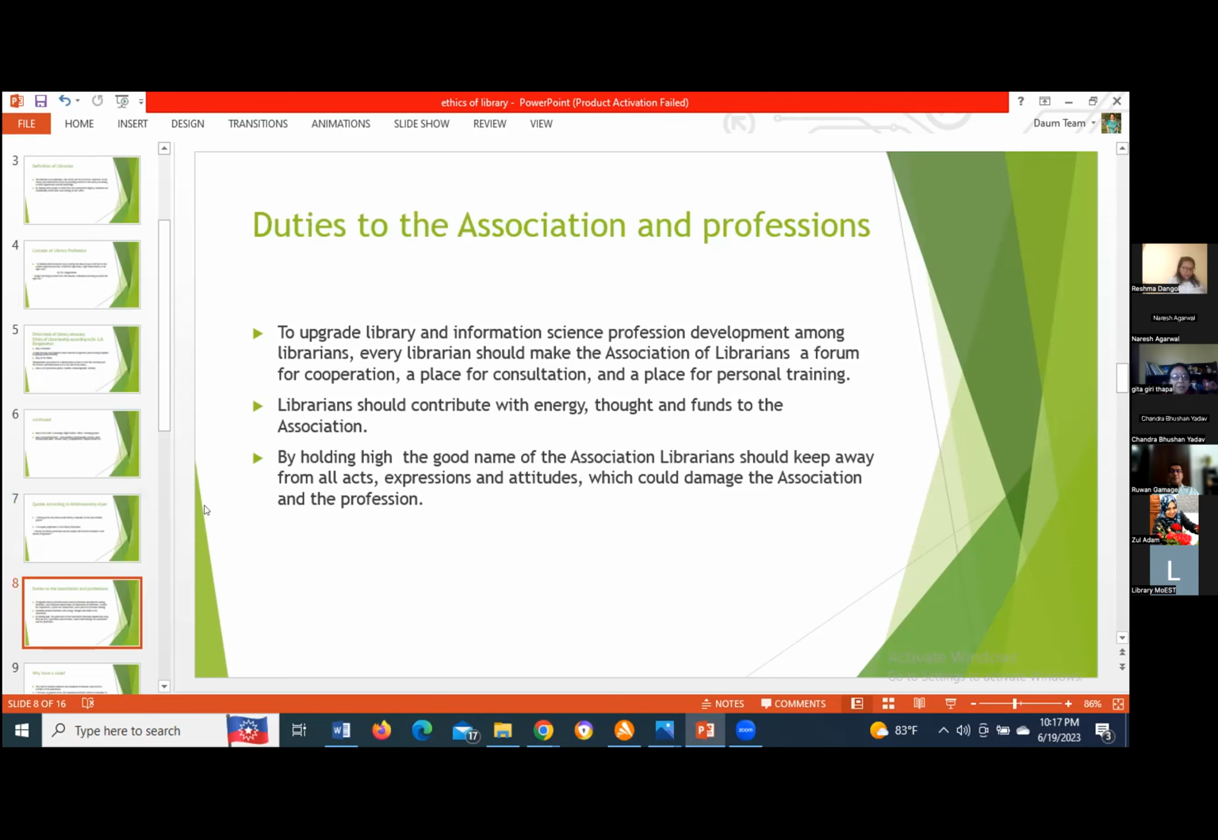Duties to association and profession: to upgrade library and information science, and profession development among librarians. Every librarian should make the Association of Librarians a forum for cooperation, a place of consultation, and a place for personal training. Librarians should contribute with energy, thought, and funds to the association. By holding high the good name of the association, librarians should keep away from all acts, expressions, and attitudes which could damage the association and the profession.